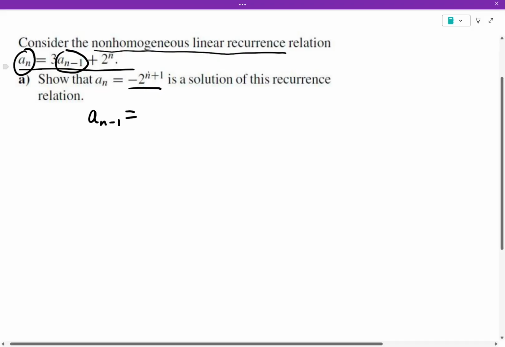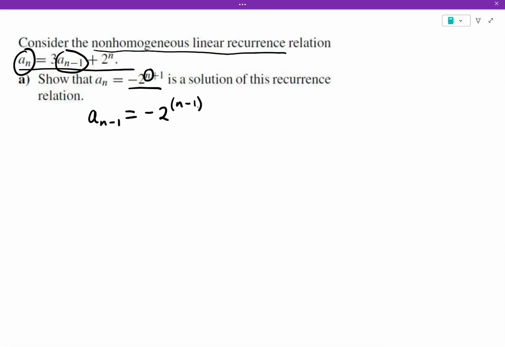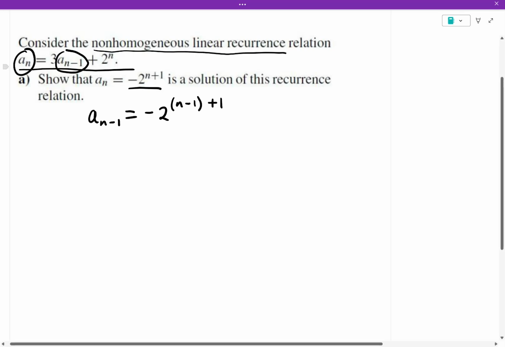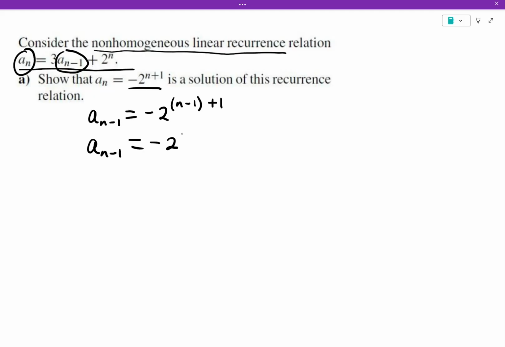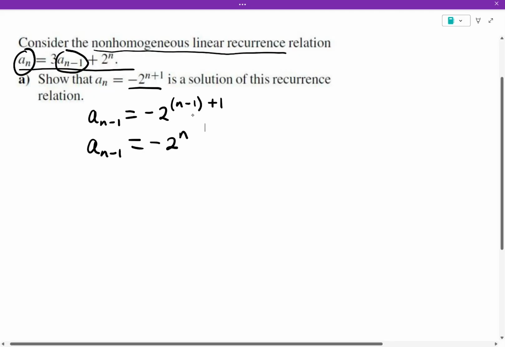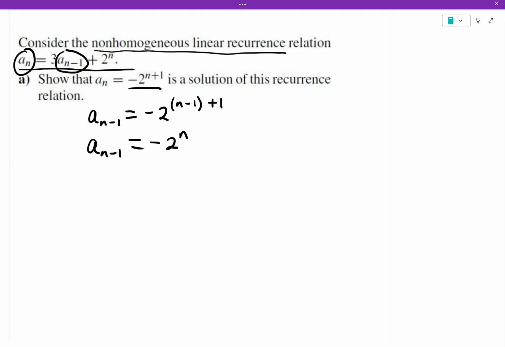So this n here is going to get replaced with an n minus 1. So we'd have negative 2 to the power of n minus 1, and then it's plus 1, like that, because of this plus 1 here. Now let's just simplify this. So we get a of n minus 1 is equal to negative 2 to the power of n, because negative 1 plus 1 gives me 0. So now we have all the information we need to substitute into my recurrence relation.